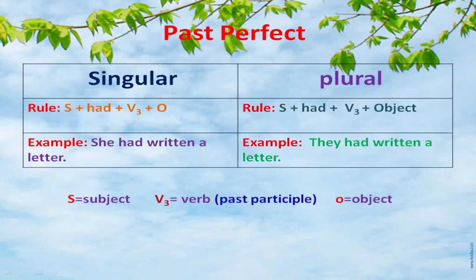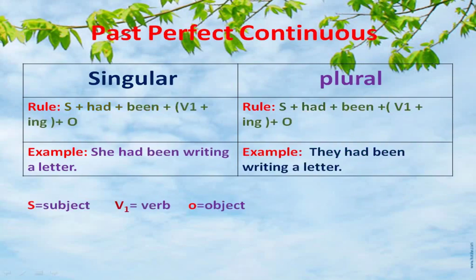Next one, past perfect tense, singular form. A rule is subject plus had plus V3 plus object. Example, she had written a letter. She had written a letter. Same in a plural form, subject plus had plus V3 plus object. Example, they had written a letter. So here she shows it's a singular, here they shows it's a plural.